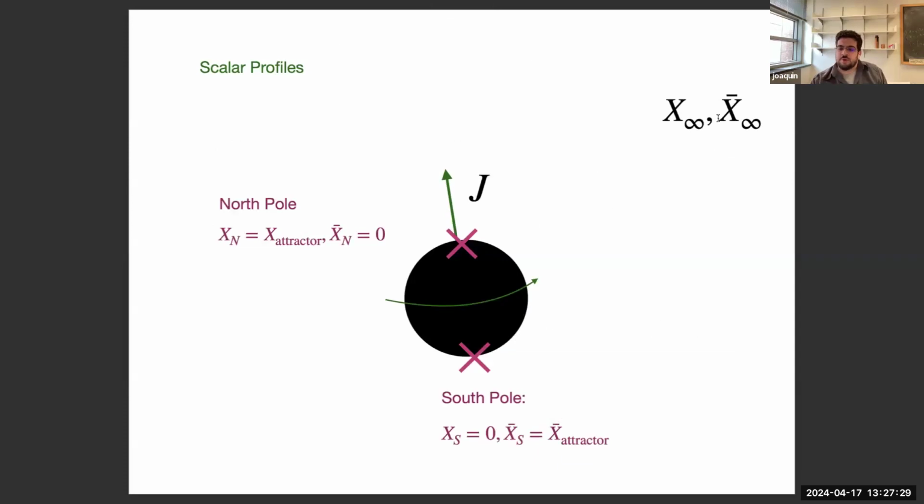So this is roughly how the solution looks. We have our moduli at infinity, and they flow in a way that depends on the moduli at infinity. But when you approach the North Pole, they become some universal value for X given by the attractor one, and the X bar is 0. And the opposite happens on the South Pole. And actually, everything else that happens at the horizon is non-universal, meaning that it depends on the value of the scalars at infinity. In the attractor mechanism, the scalars are constant on the sphere, and they are independent of the asymptotic moduli everywhere. But here, this happens only at the poles.